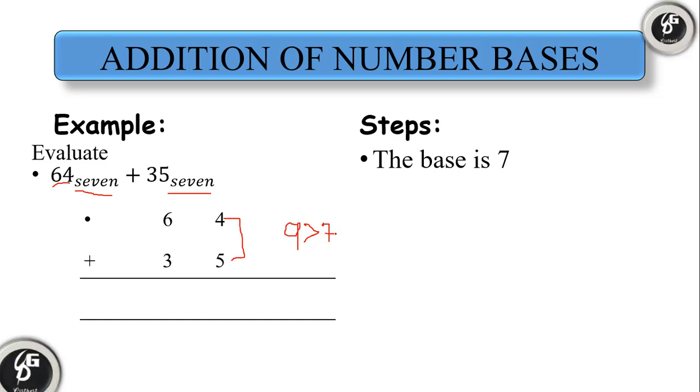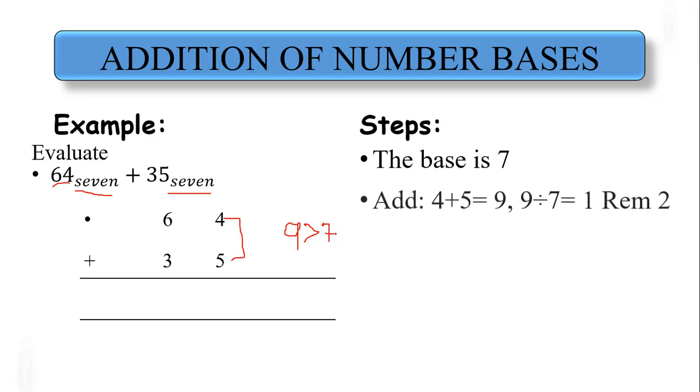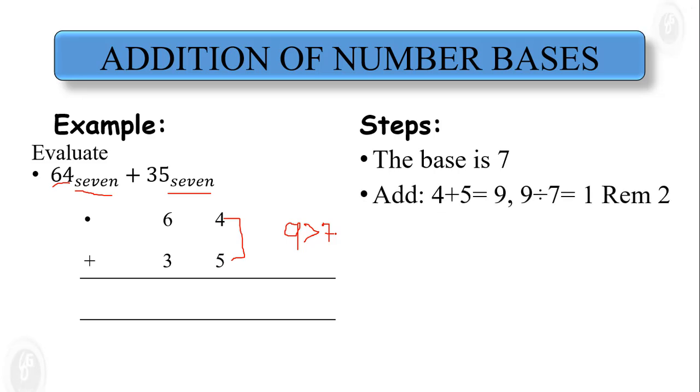So what do we need to do? The next thing to do is to divide 9 by 7, because we are taking note of the remainder. So 7 goes in 9, it's going to be 1 remainder 2. So I'm writing the remainder, which is 2, and I carry the 1 here.